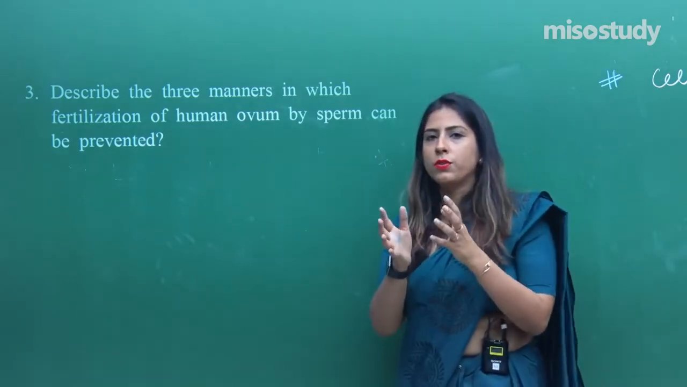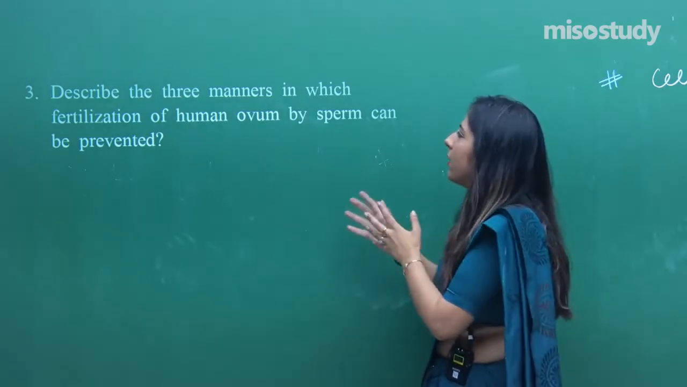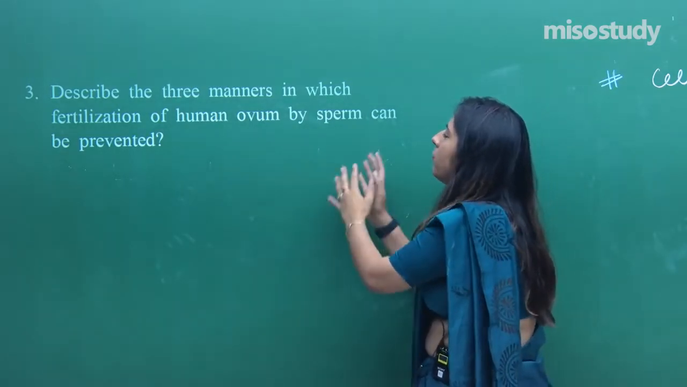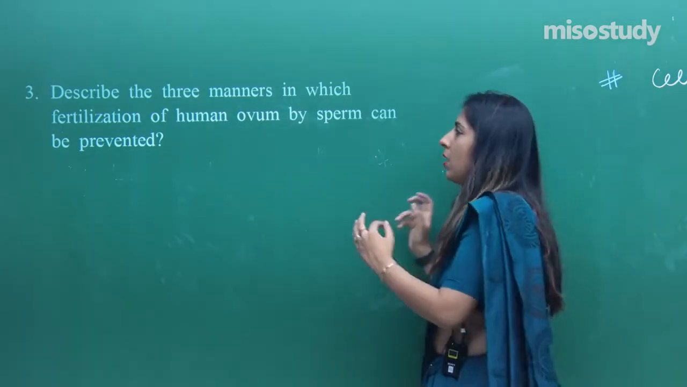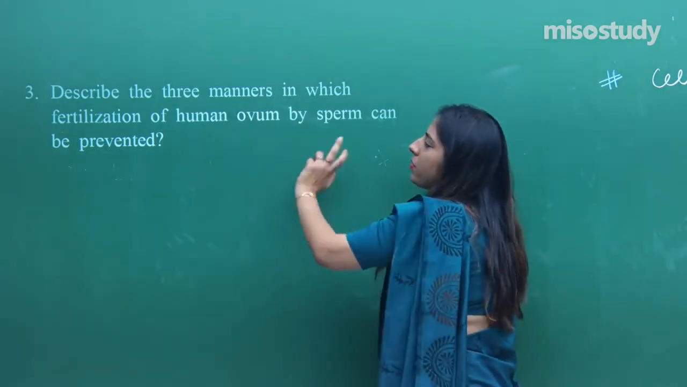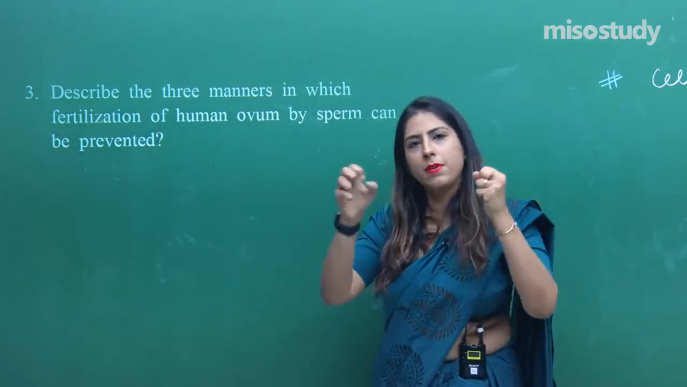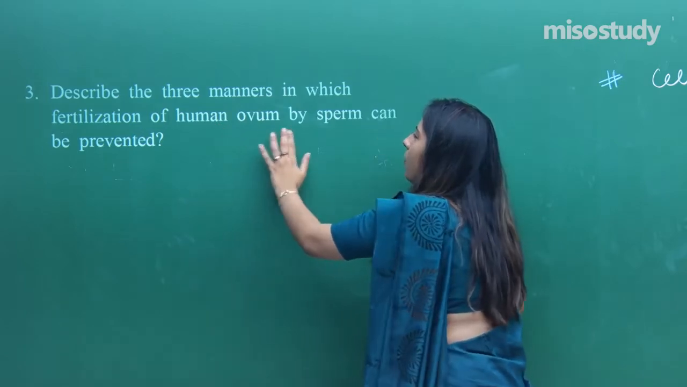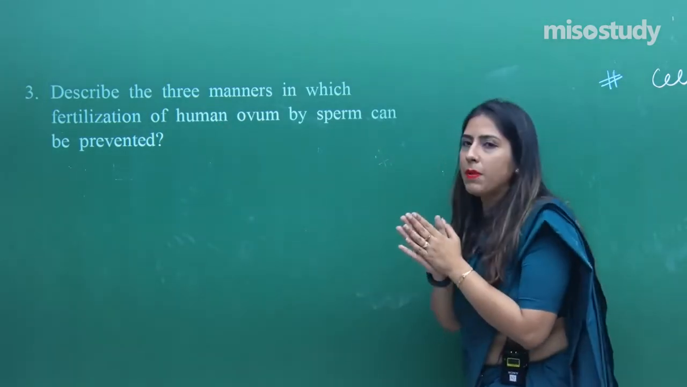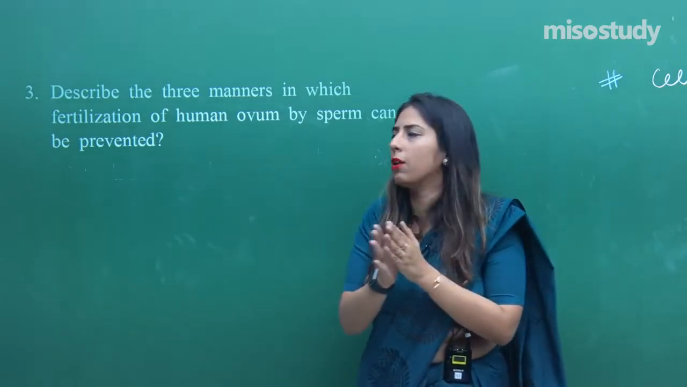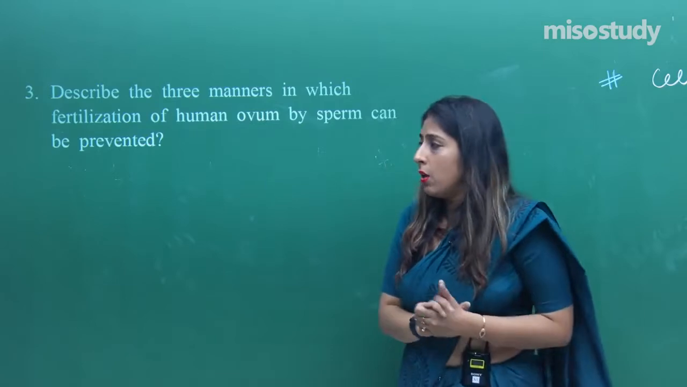This is for those students who have not revised all those things: what do we mean by fertilization, or the sperm entry into the vagina. Now, we have to tell the three manners in which fertilization, meaning the combining of the male gamete and the female gamete, of the human ovum by the sperm can be prevented, right? So one thing we need to keep in mind: we have to stop the meeting of the sperm and the ova. This is the way we can prevent fertilization, right?